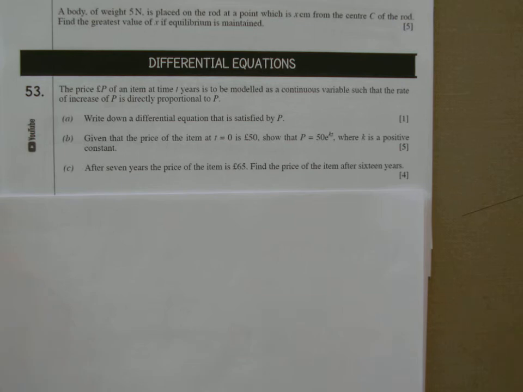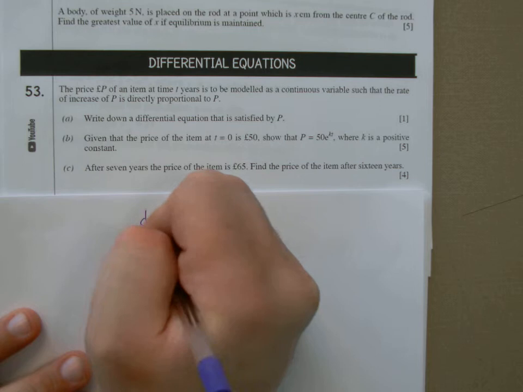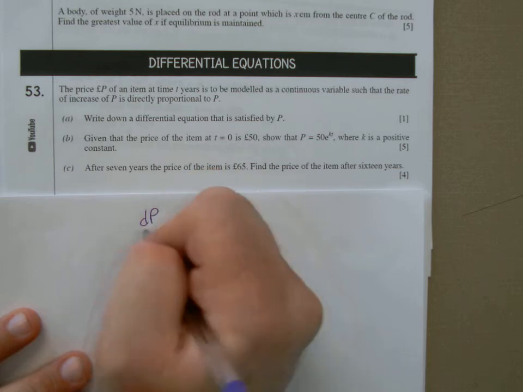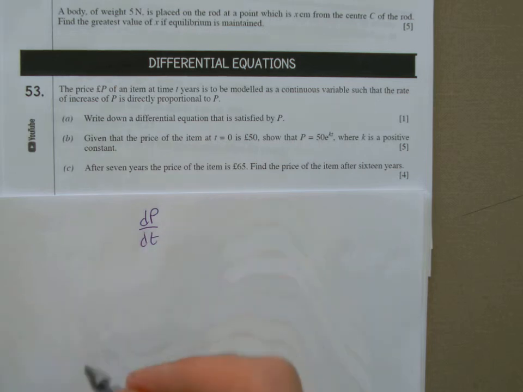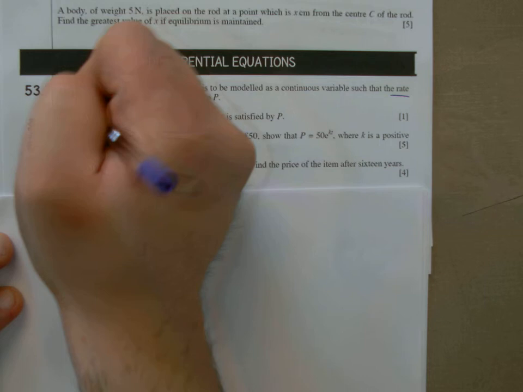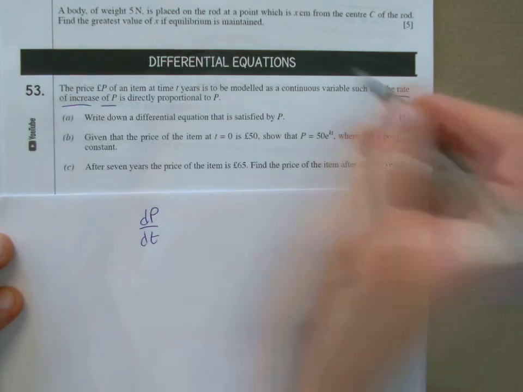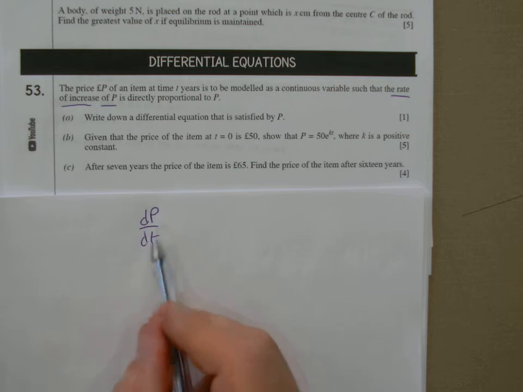Okay, so the price P of an item at time t years is to be modelled as a continuous variable such that the rate of increase of P is directly proportional to P. So when we write down the differential equation, we need to appreciate that the rate of increase of P, so dP by dt, how P changes with respect to time, is what those words mean there. The word rate is how P changes with respect to time.